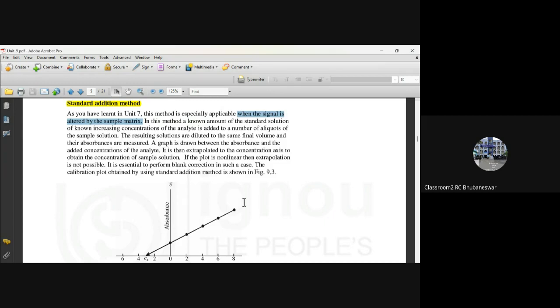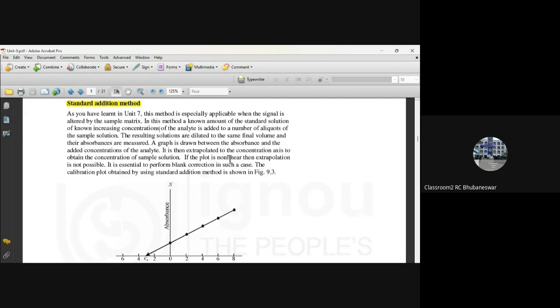Standard addition method means some error is happening, but you want to know the analyte concentration. Some signal problem is also there due to the sample spreading, sample matrix, then what you will do. So there are various things. It can happen while measuring the spectrum, while taking the spectrum.